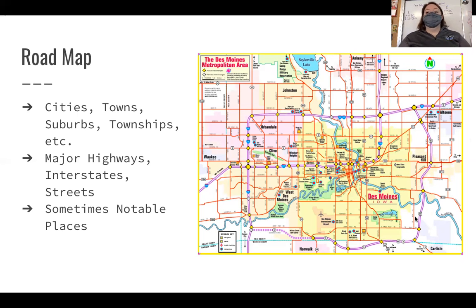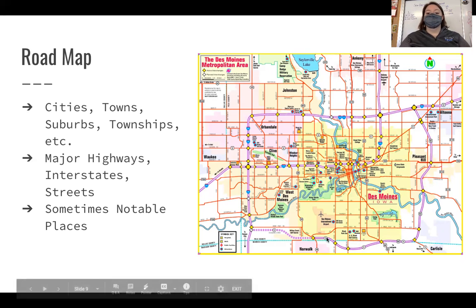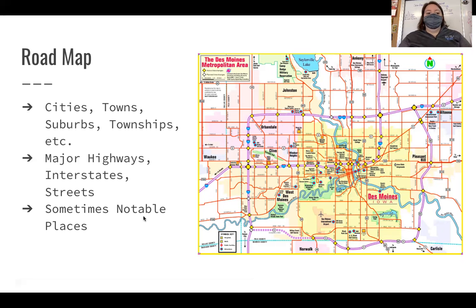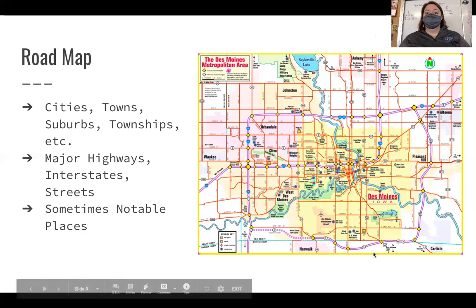So like in this map right here, this is a roadmap of Des Moines. It has pointed out the boundaries of Des Moines, but it also points out the boundaries of Urbandale, West Des Moines, Pleasant Hill, these different suburbs. It also points out major highways, interstates, and major streets that run through these different towns. So this is going to be 35, and it runs all the way up, or I should say 235 before it turns into 35, running up to Ankeny.